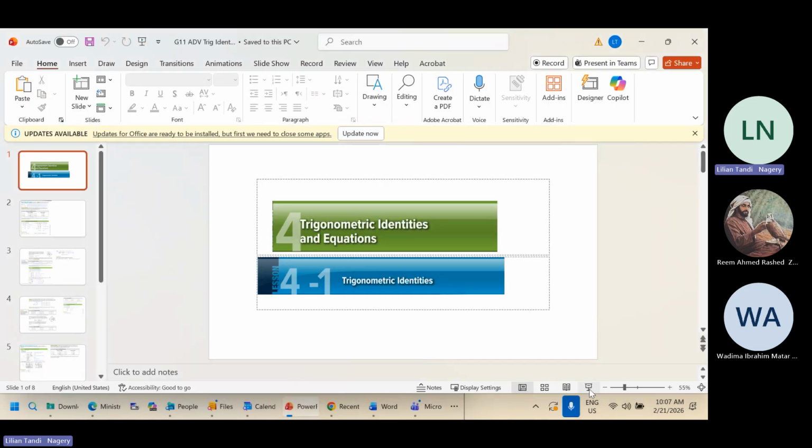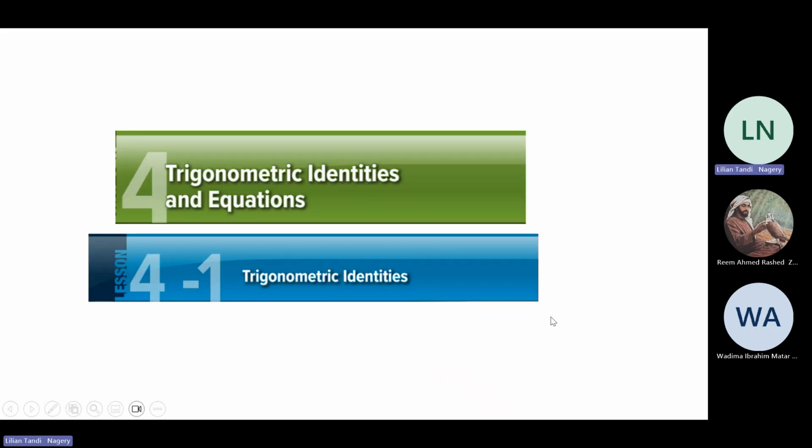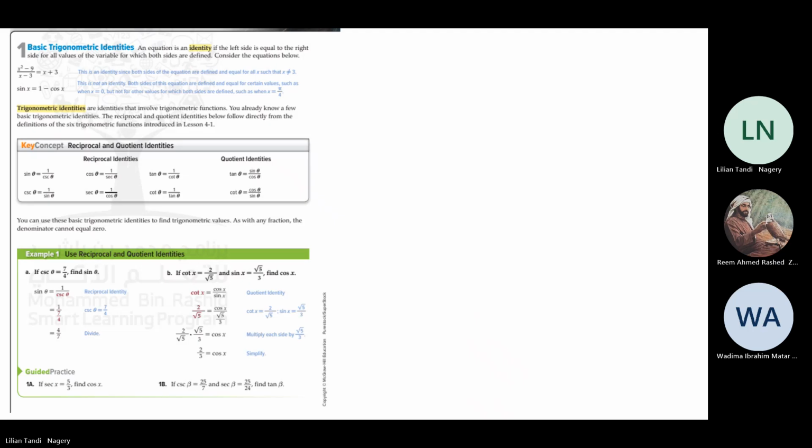So those are the things I noticed as I was going through the examples. Okay. So we have basic trigonometry identities. So we have to ask ourselves, what is that?